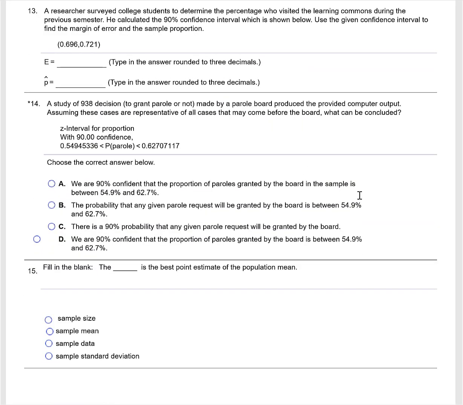Okay. A study of 938 decisions to grant parole or not made by a parole board produced the following computer output. Assuming the cases are representative of all cases that might come before the board, what can be concluded? If we see the confidence interval there, it's a 90% confidence interval. So remember, we always say we're 90% confident that the proportion of all paroles granted. So we're not going to talk about the sample, but we're going to talk about all. In this case, the correct answer is going to be D. We're confident that the proportion of parolees granted by the board is between 54.9 and 62.7%.